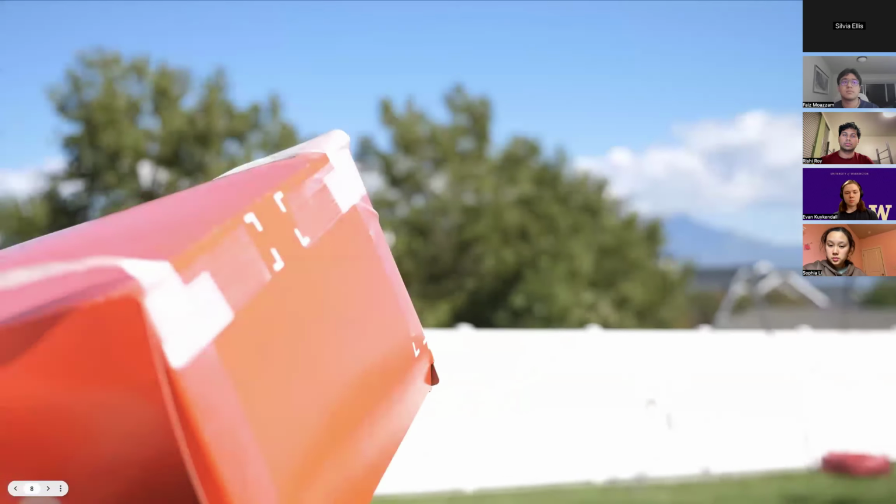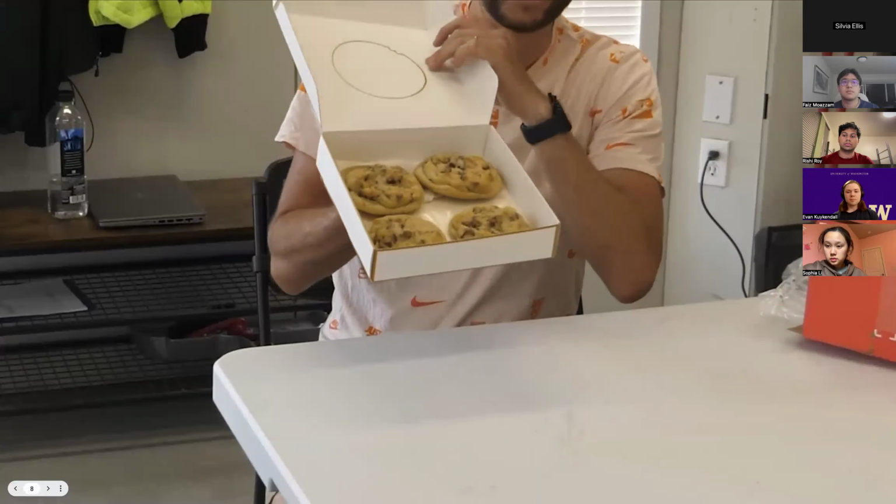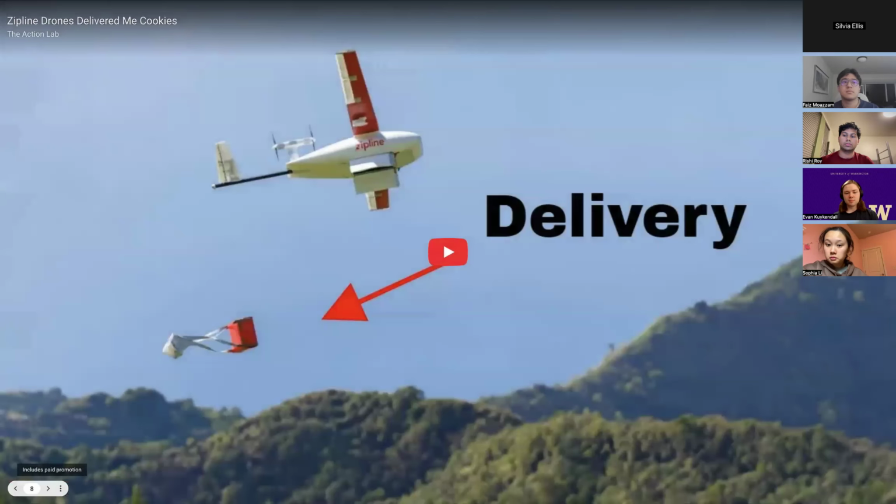Drop from the sky. Ooh, look at that. Chocolate chip cookies.